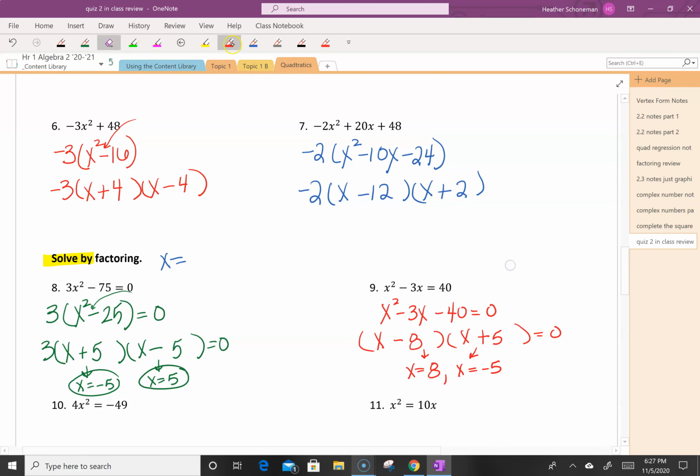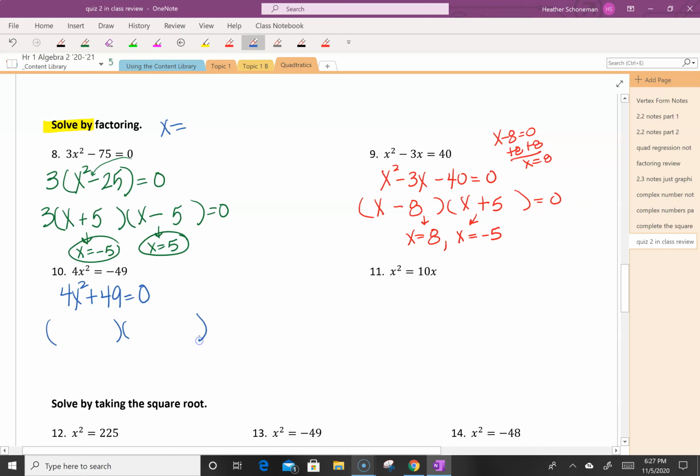On number 10, first thing, set equal to 0. So when I set equal to 0, I get 4x squared plus 49 equals 0. It's a binomial, and I can take the square root of both, so I'm going to go straight to my two parentheses. The square root of 4x squared is 2x. Square root of 49 is 7. One's a plus, one's a minus. Because I have a plus here, I have to add the i.